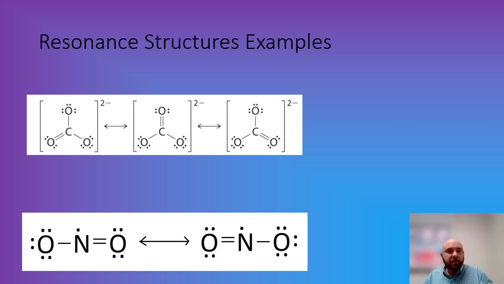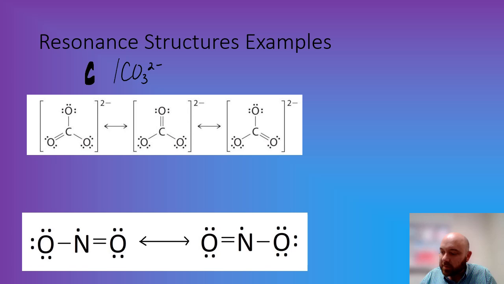And finally, here on this slide, we have some examples of compounds that form resonance structures. The first one that you see is the carbonate ion. That is a CO3 2- ion.